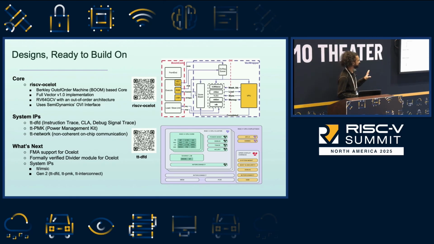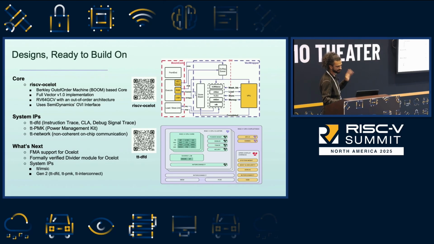What's coming next on the design side is support for FMA, so better floating point performance for Ocelot compared to the BOOM core. We are also going to open source a formally verified divider that's usable with Ocelot or as a separate module. Those are on the core side. On the system side, we will also have IMSIC, and Gen 2 of DFD, PMK, and the interconnect.